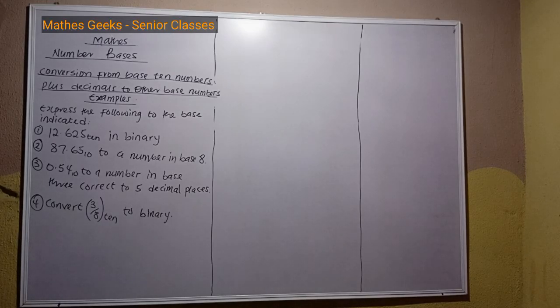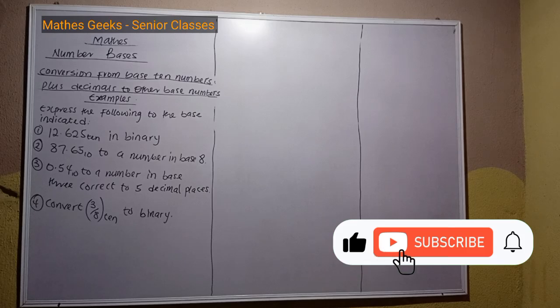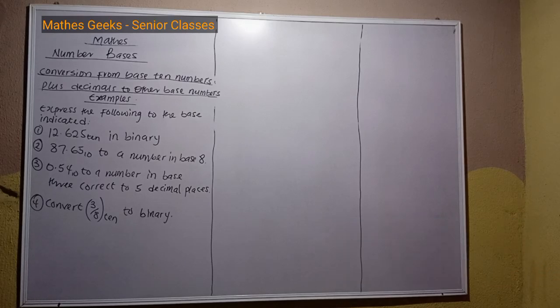In this lesson, we look at conversion from base 10 numbers plus decimals to other base numbers. What it means is that in our previous lesson, we looked at conversion from base 10 numbers to other bases. But this time around, we're going to look at numbers that are decimal numbers in base 10, which we need to convert to other bases.